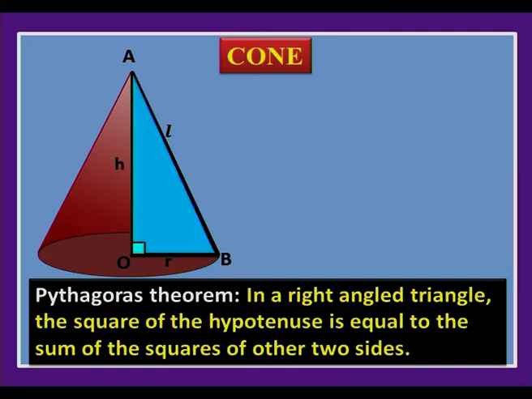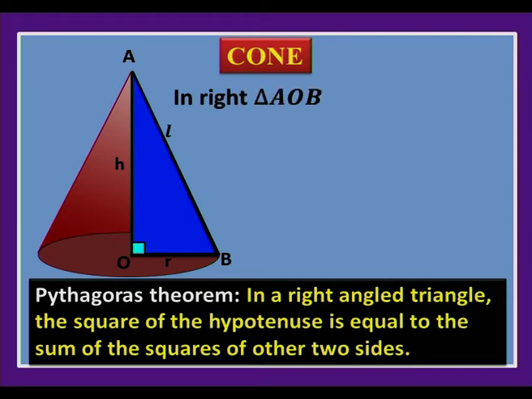So, take a look at the right angle triangle, children, that is triangle AOB. In triangle AOB, what is hypotenuse here? Yes, the side which is opposite to 90 degrees, this is 90 degrees, and the side opposite to it is AB. So, this is the hypotenuse. So, hypotenuse square, that is AB square, is equal to, what are the other two sides, children? Yes, we have OA and OB as other two sides. So, that is equal to OA square plus OB square.